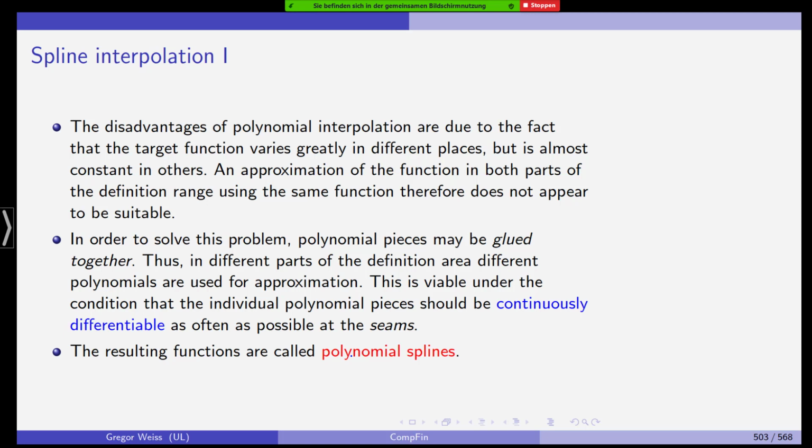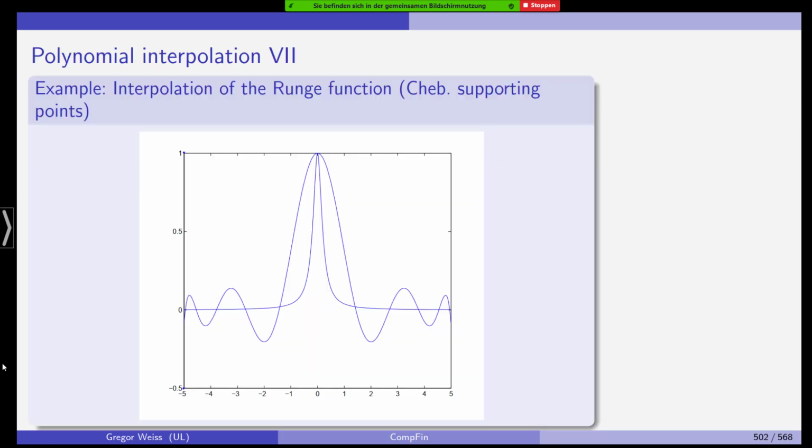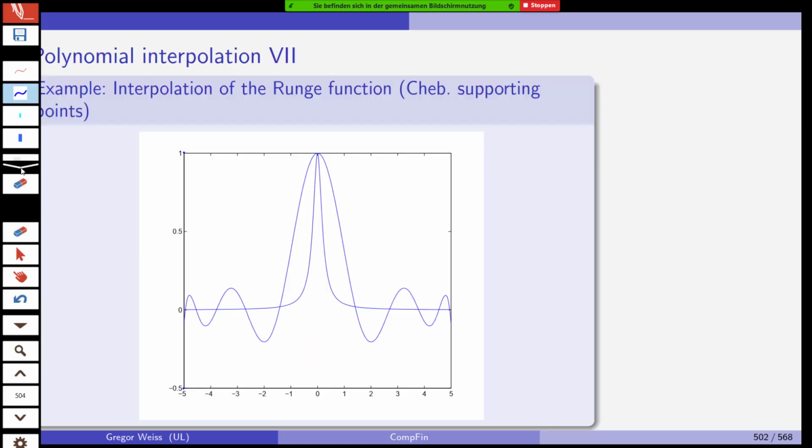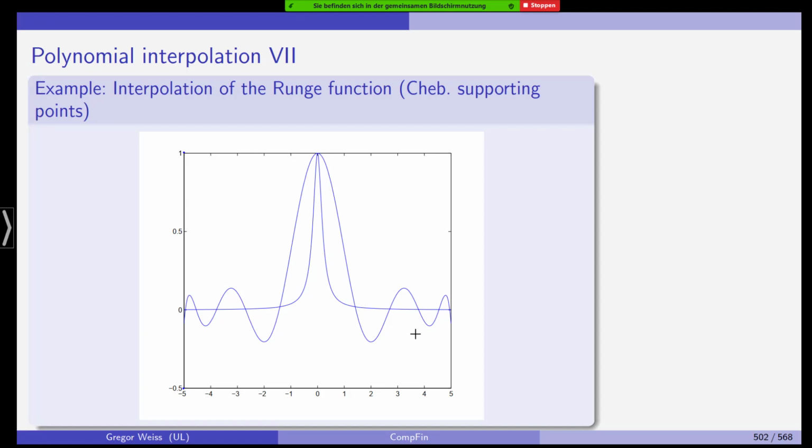And this can be solved by using spline interpolation. What are splines? The idea of splines is, we've seen that polynomials are a good choice, but polynomials are only a good choice as long as you use polynomials of lower degrees.